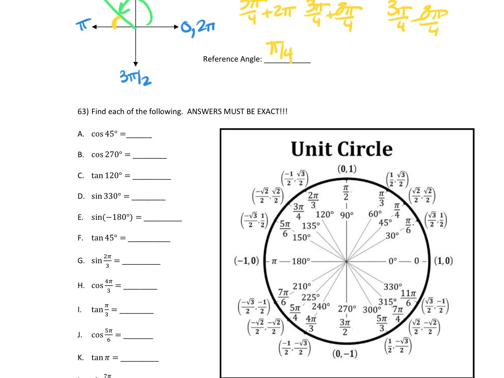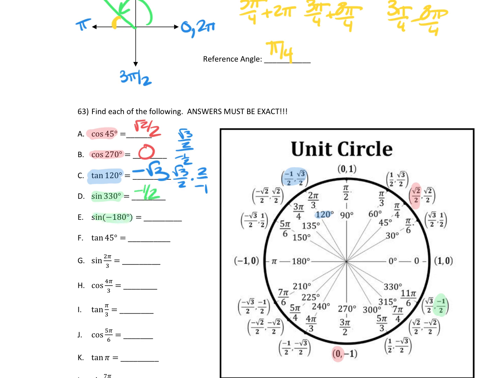All right, now we're using our unit circle. So if I'm finding the cosine of 45 degrees, that's the x at 45 degrees, so that's root 2 over 2. The x at 270 is 0. Now tangent's a little bit trickier. Tangent is y over x. So at 120, I'm going to do y divided by x, which means I'm doing y times the reciprocal of x, meaning I'm going to get negative root 3. Sine at 330 is the y at 330, so that's going to be negative 1/2.